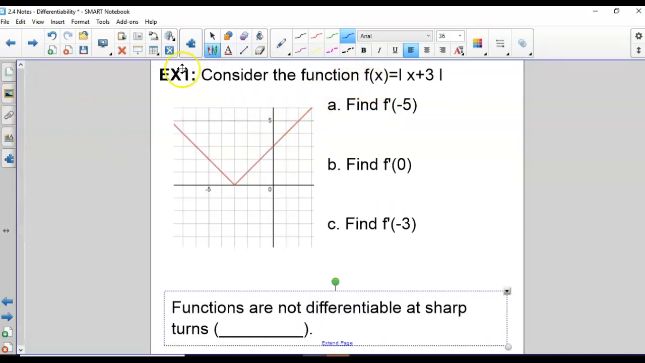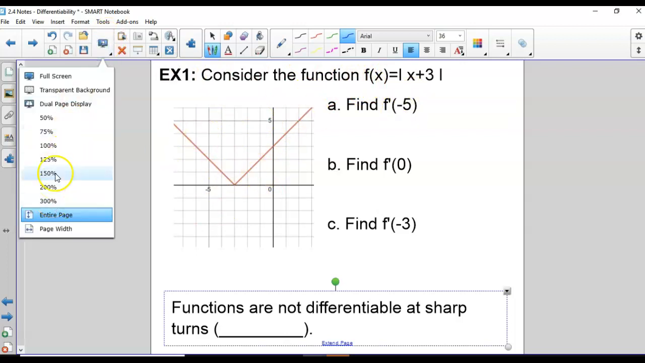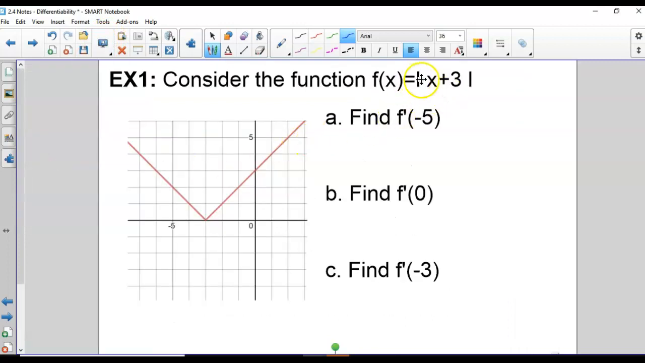So for this, you don't necessarily have to graph it. I've got the graph here. Probably just put the equation, so f of x equals the absolute value of x plus 3. But we'll look at the graph here.